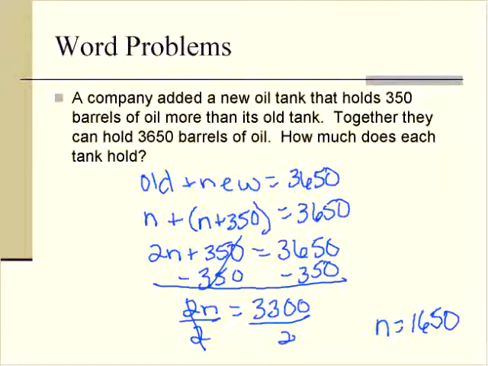So the old tank held 1,650 gallons. And the new tank, which is n plus 350, should equal 2,000 barrels. So if I add those together, that gives me the 3,650. So that works.